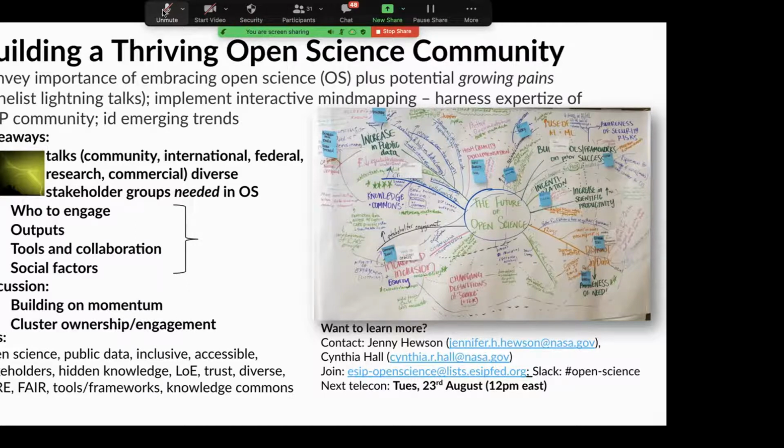We had these 2 sessions actually. We had one during a conference session and then a second during the Unconference to really try and tease out what are these emerging trends. And what we came out with were these 4 buckets of who to engage, the outputs, tools and collaboration, and then the social factors.